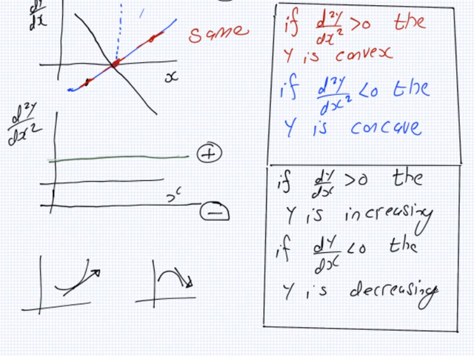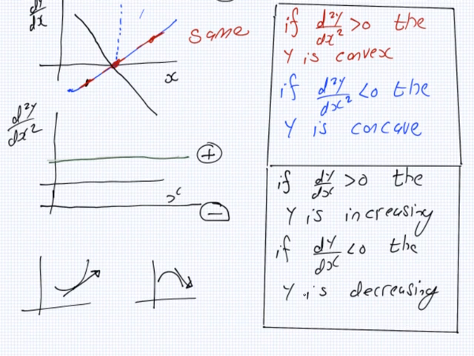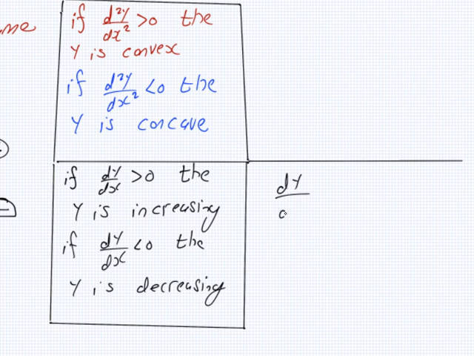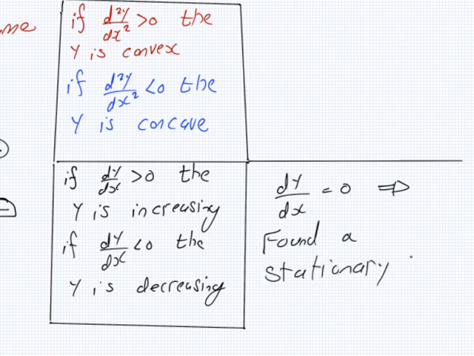Now, it gets a bit interesting when they're zero. So we learned last time, it's interesting when this one is zero. What happens when this one's zero? We can find the turning point. So, just an aside here, if dy/dx equals 0, then that means we have found a stationary point.